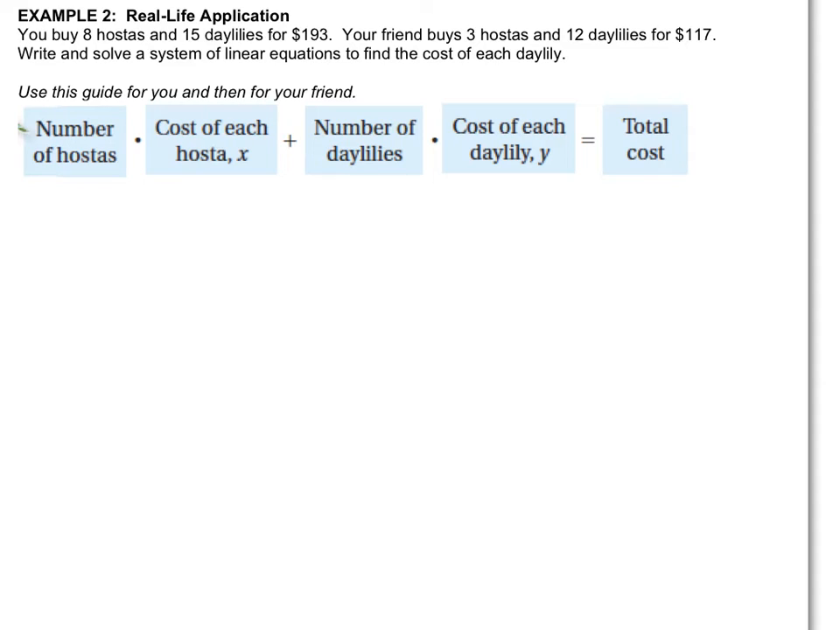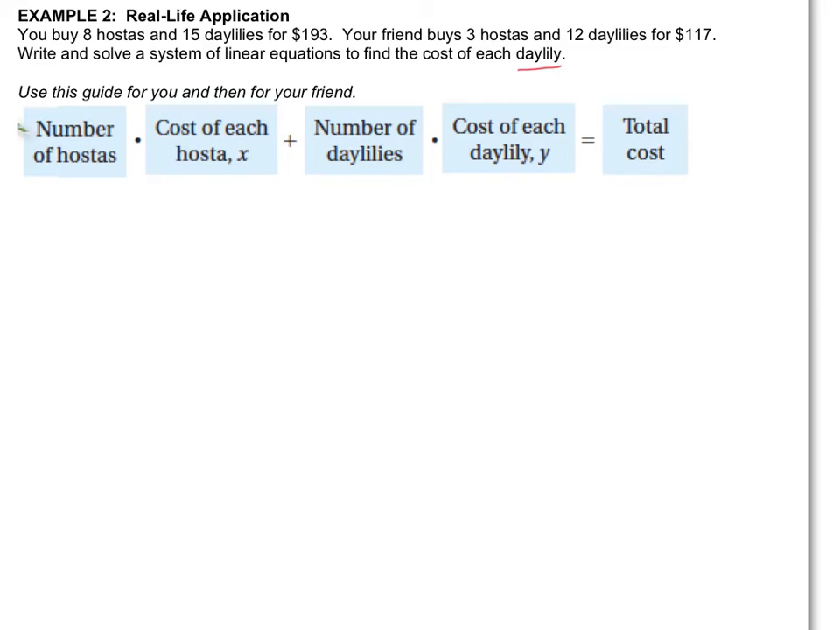So here we have a real-life application. We're talking about the hostas and daylilies that my friend buys and that I buy. Daylilies and hostas are flowers. So basically what we're going to do is set up two equations to help figure out the cost. What we're looking for as you read through this is the cost of the daylilies, so we don't really need to know both.